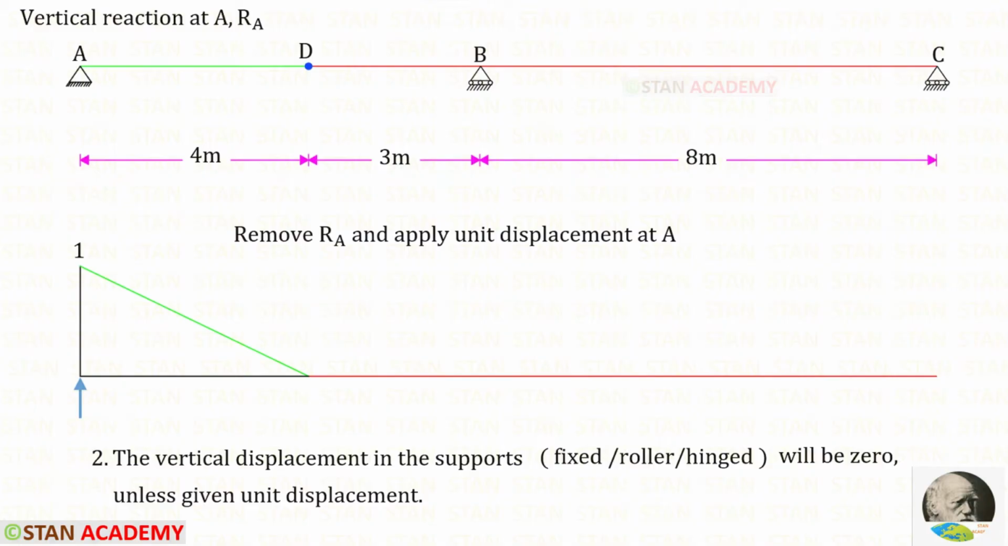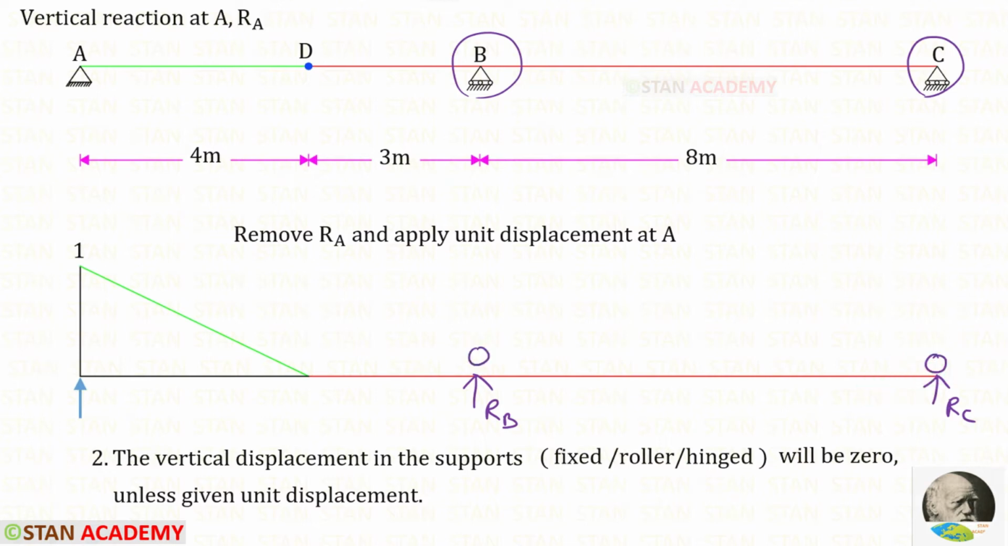The second rule states that the vertical displacement at the supports will be zero unless given unit displacement. Only at the point A have we removed RA and given unit displacement, but at the point B there is still RB and at the point C there is RC. So at the points B and C the displacement will be zero.